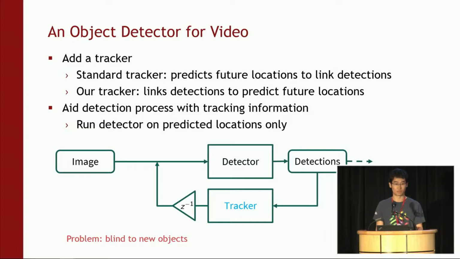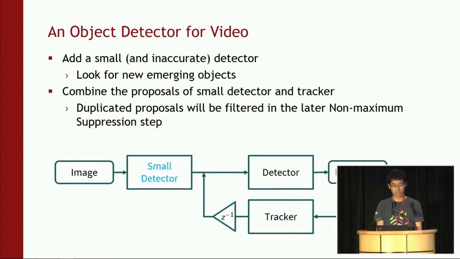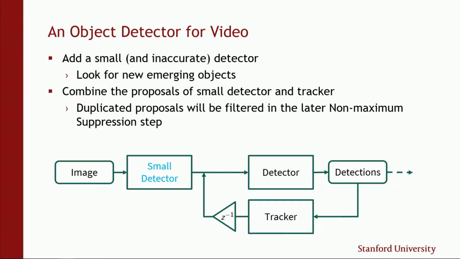But that comes with a problem. The problem is that if there are some new objects appearing mid-stream, then our system is blind to them. So how are we gonna tackle this problem? Our solution is to add a small detector. And by small, it also means it's kind of inaccurate, because accuracy always comes at the cost of computation. And the primary goal of that detector is to look for new objects.